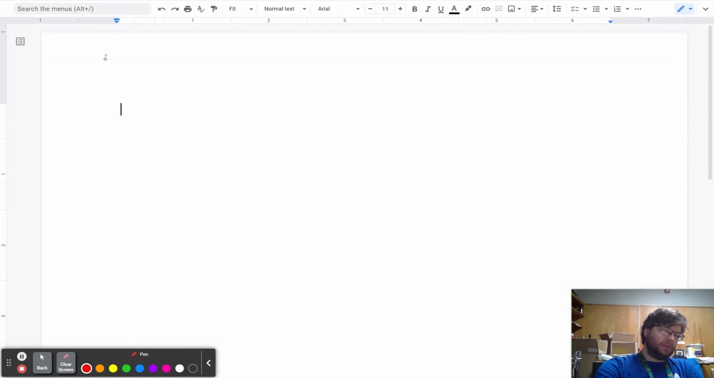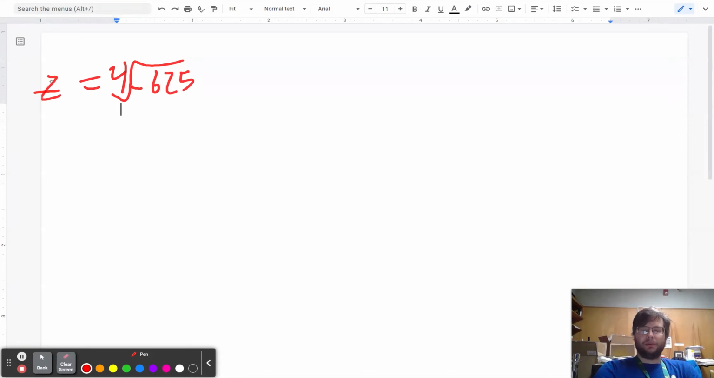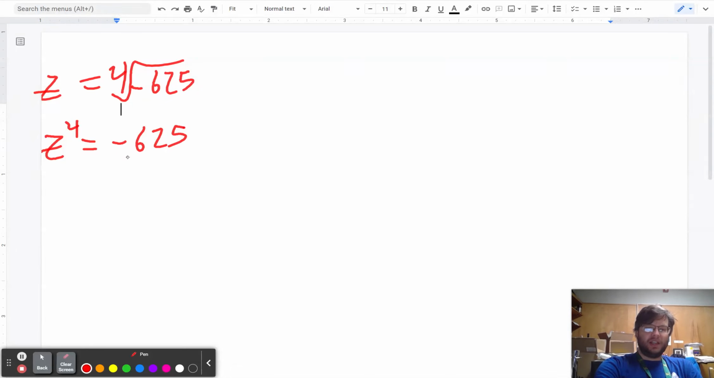So just a couple examples. We have the fourth roots of negative 625. So basically, I'm trying to find a complex number that's equal to that value. And I can rewrite that like this: z to the fourth is negative 625. And I can rewrite the number z as r e to the i theta, because every complex number can be written as r e to the i theta.